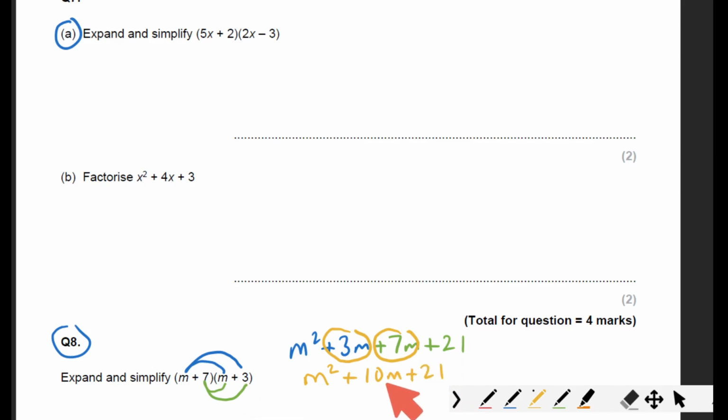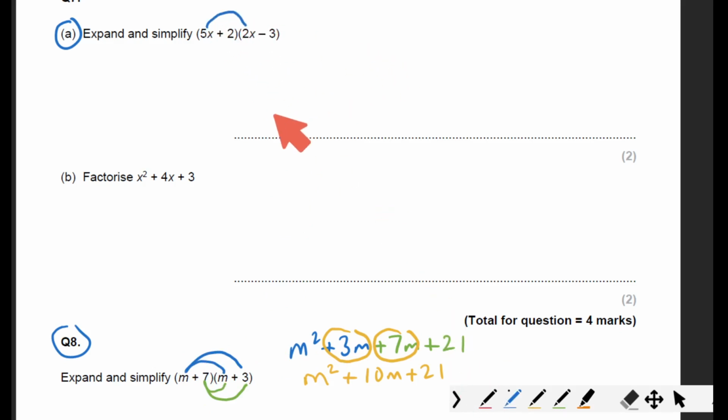Right, I've expanded the brackets. Now, if I was to factorize this quadratic, this is called a quadratic, okay, because it's got an m squared term, m term, and a number term. If I was to factorize it, I should get back to the original question. Right, I'm not going to do that here. I'm going to look at question 7a now.